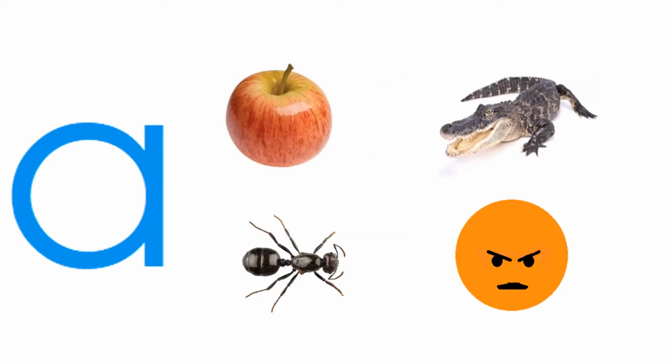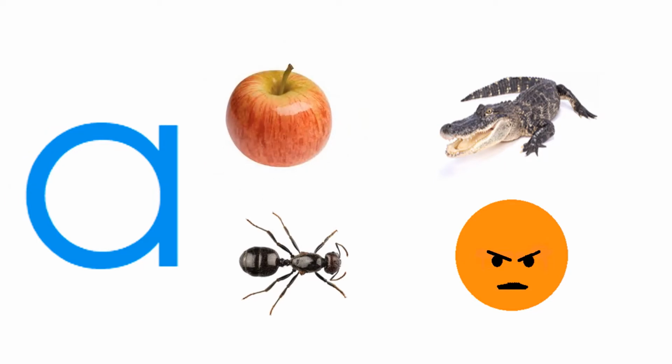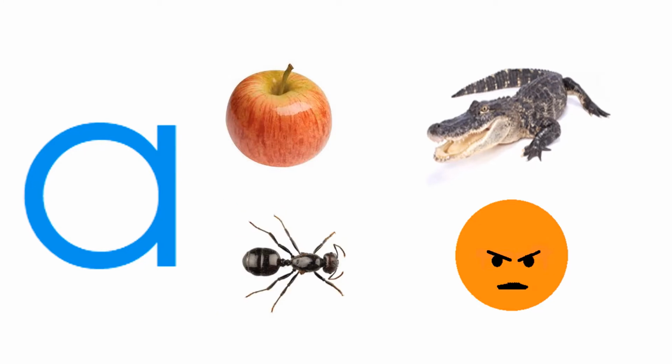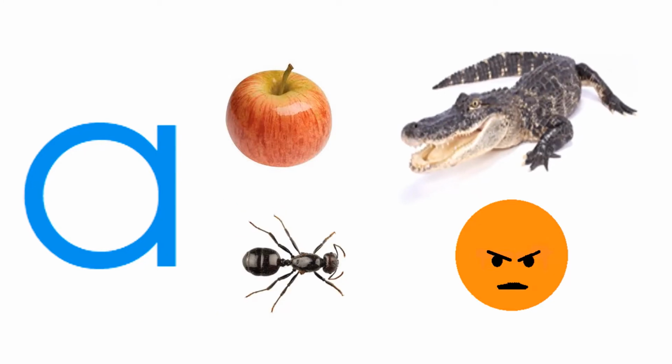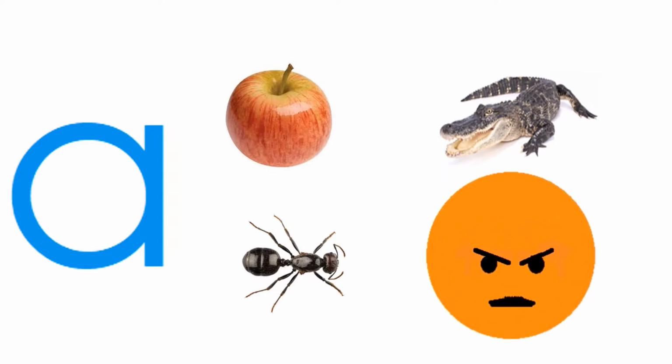Good morning, children. Today we are going to learn letter A, B and their sound. This is A. A says ah. Say ah. Apple. Ant. Alligator. Angry.